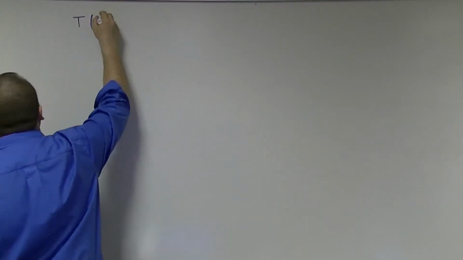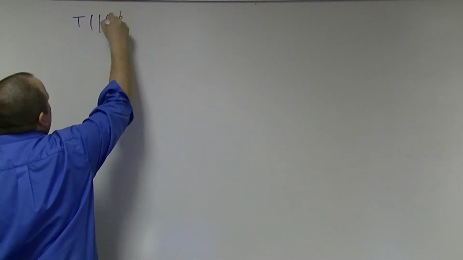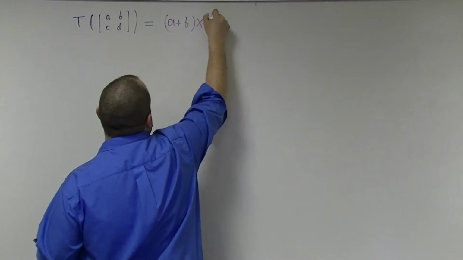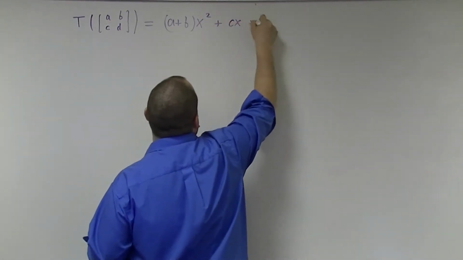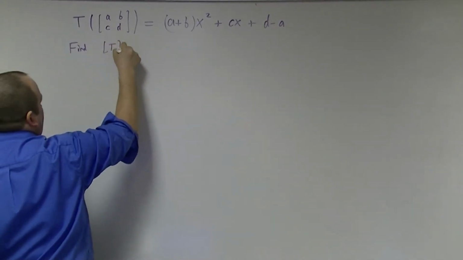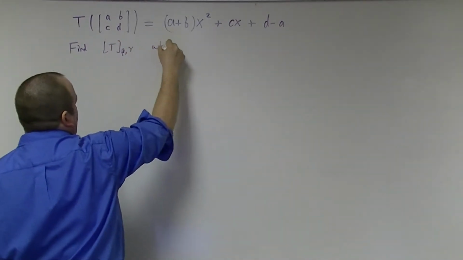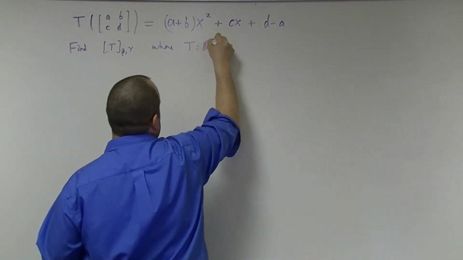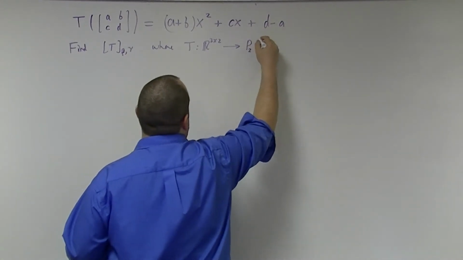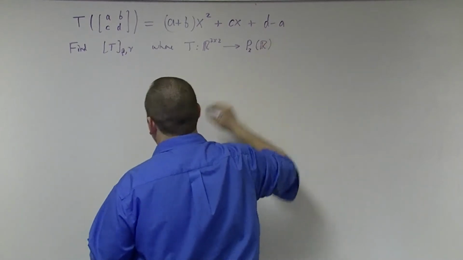Let's suppose T of (A, B, C, D) is equal to A plus B x squared plus C x plus D minus A. There we go. So I can ask, what's the matrix of T with respect to, let's say, T beta gamma, where T is a mapping from R 2 by 2 to polynomials of order apparently 2, over R, if we use the notation in D'Amato and Little.